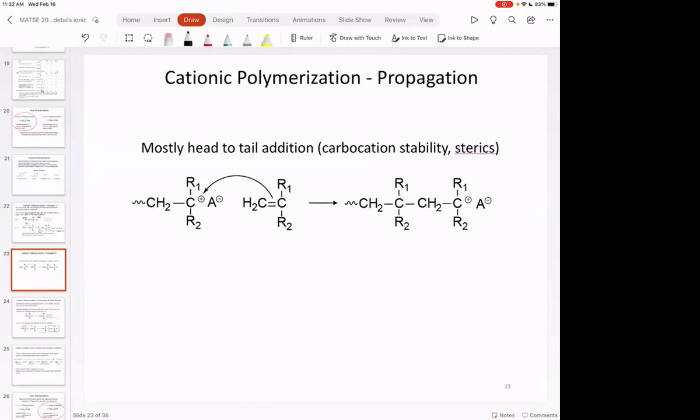Propagation. So once you've got initiation, here is your growing chain end. We are 100% certain that it's cationic polymerization because the growing chain end is a cation.